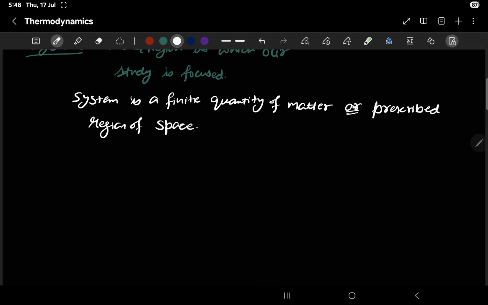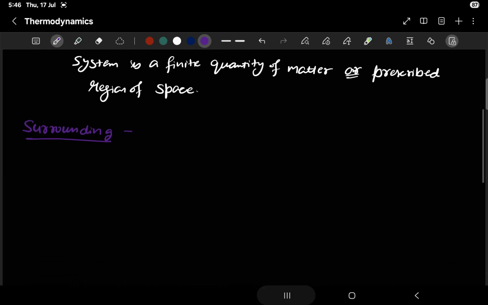Next we will talk about what is surrounding, as we discussed earlier. What surrounding means is everything except the system is called surrounding. Or in other words, we can describe surrounding as everything external to the system.